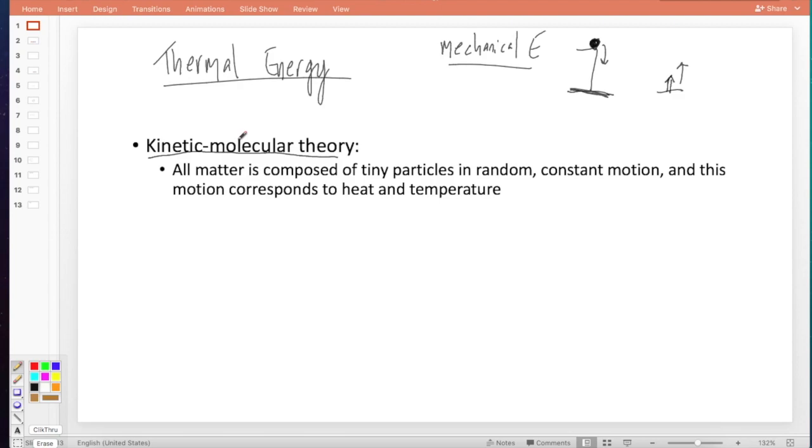It's called the kinetic molecular theory. And I think this name will make lots of good sense when you see the definition. This is the idea that all matter is composed of tiny particles. There's the molecular part. In random constant motion. There's the kinetic part. Kinetic molecular theory. Tiny particles in random constant motion. And you know this already too, that this motion corresponds somehow to heat and temperature, heat being just another word for thermal energy. So we're going to analyze these two in more detail right now and get some definitions.